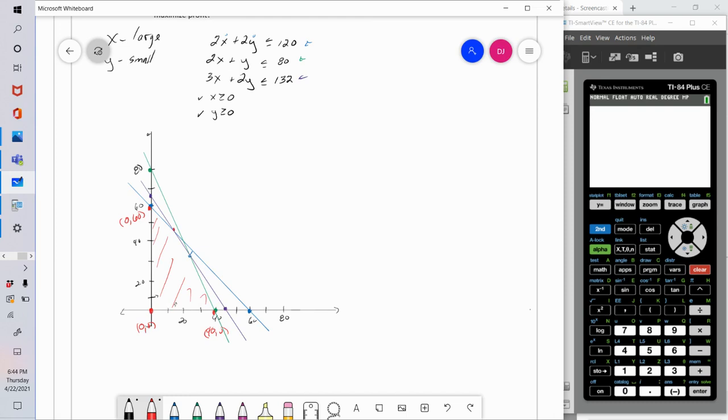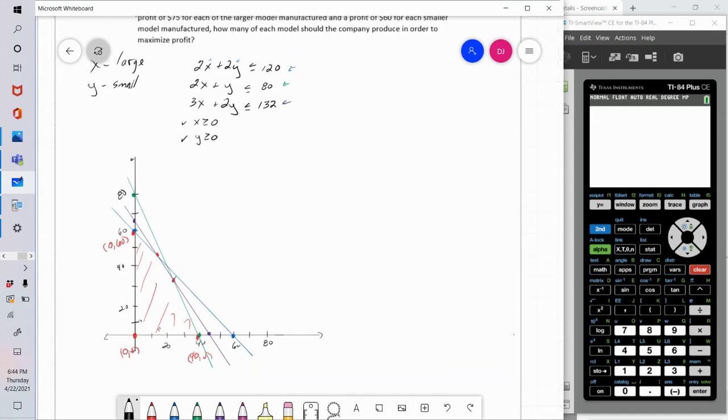We have a corner point here where the blue and the purple intersect. We have another one here where the green and the purple intersect. So let's find the first one, where the blue and purple, that's the first and third line, are intersecting. So that's where 2x plus 2y equals 120 intersects with 3x plus 2y equals 132.